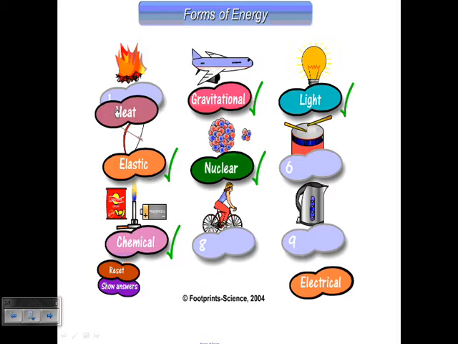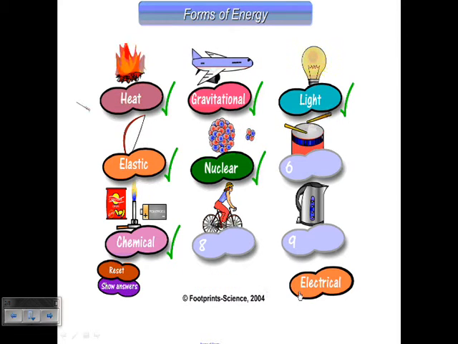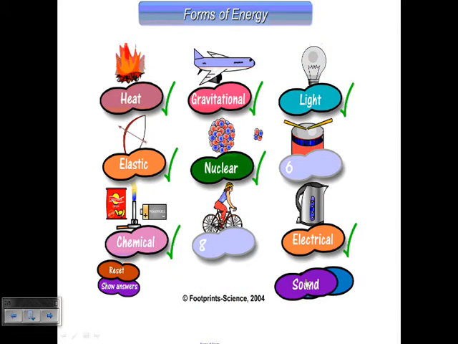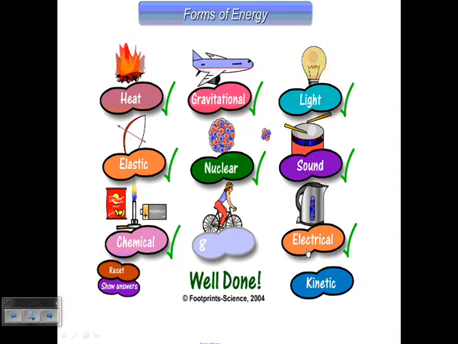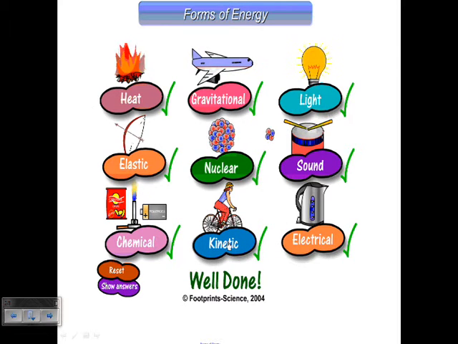Heat, anything that gives out heat, or thermal energy as we will later come to call it. Electrical, anything that plugs into the wall. Sound, anything that gives out sound. And lastly, kinetic, that is anything that moves. You need to know these different types of energies.